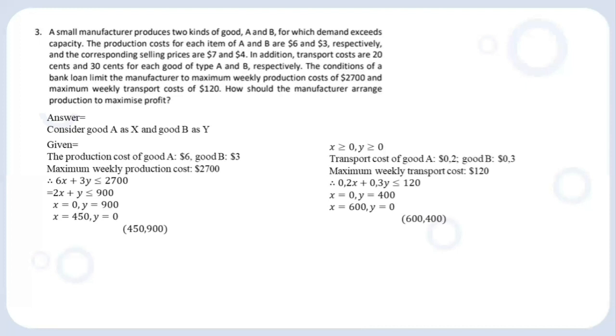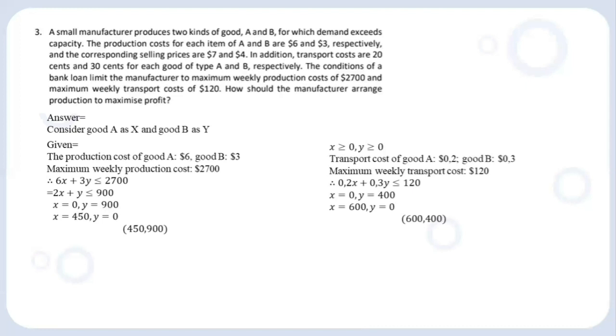If x is 0, then y is equal to 900. When y is 0, 2x is equal to 900, or x equals 450. So we can get the coordinates 450 and 900. On the other side, the transport cost for goods A is $0.2 and goods B is $0.3, and the maximum transport cost for a week is $120.